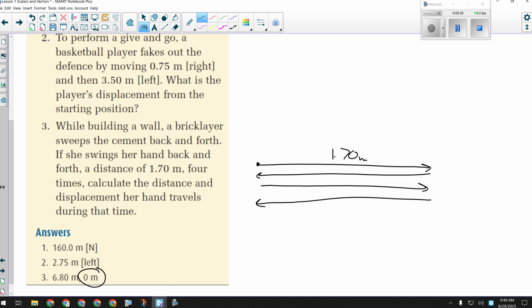Okay, but in terms of total distance, well, that's 1.7 plus 1.7 plus 1.7 plus 1.7. If you multiply 1.7 by 4, I'm pretty sure you get 6.8 meters. The question's a little misleading. The first time I did that, I went out and back 4 times. I got 13.6 because I did this. I said out and back was 1, out and back was 2, out and back was 3, because I misread the question.